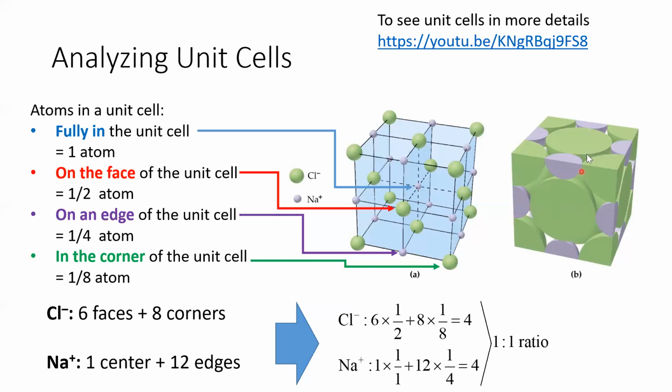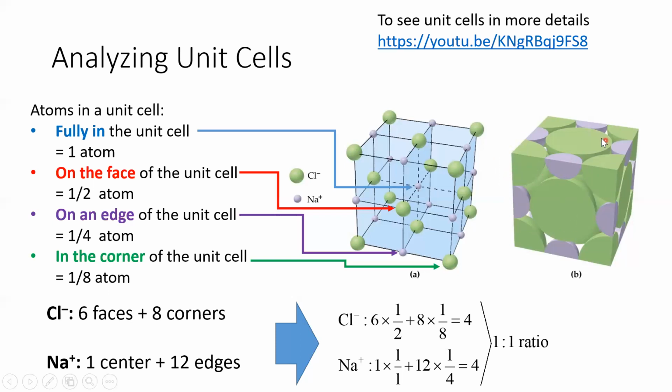If we were to look on the faces, we have one on the top, one on the bottom, and four along each side. So there are six on the faces of this unit cell. And each of them is one half of the chloride ion. And then if we were to look at the corners, okay, the edges are the edges. The edges are one quarter of each sodium. And if we were to look at the chlorides, they're one eighth of each chloride ion.